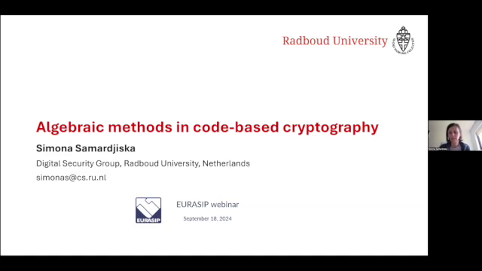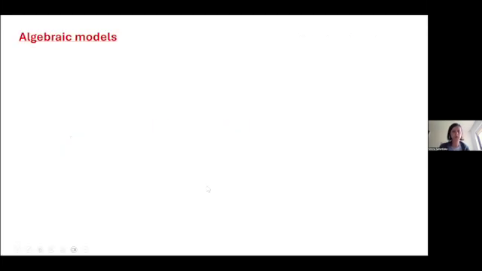So I made this nice overview of these methods in code-based crypto. If you're maybe not familiar with what this means, I will, of course, explain what we mean by algebraic methods. So, algebraic models, what's that? Okay, so first, imagine you have a crypto system, whatever crypto system you can think of. For example, that can be an encryption scheme or digital signature, whatever, a KEM. So let's say this is some sort of a crypto system.